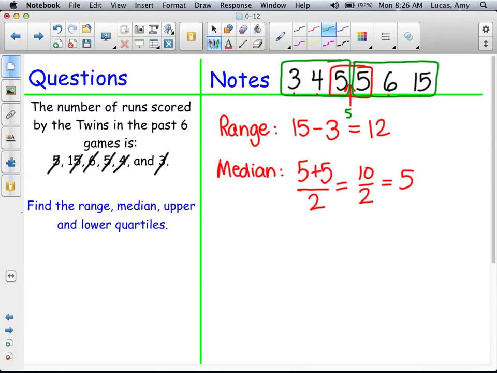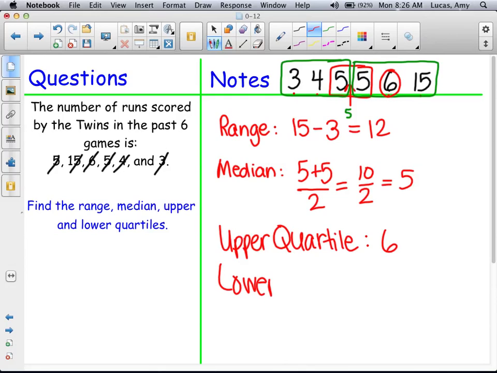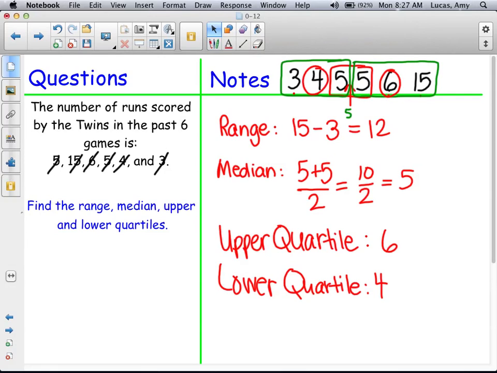Now, our quartiles are the medians of each of those halves. So the upper quartile is going to be the median of the upper half. So my upper quartile is going to be the number 6. My lower quartile is the median of the lower half of the data. So my lower quartile is going to be the number 4. So now we found the range, the median, and the upper and lower quartiles. So basically we found the median, and then we found the median of each half.